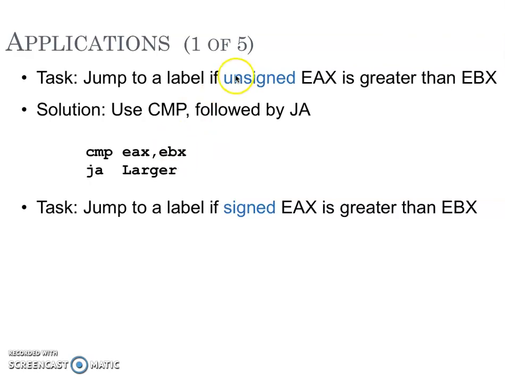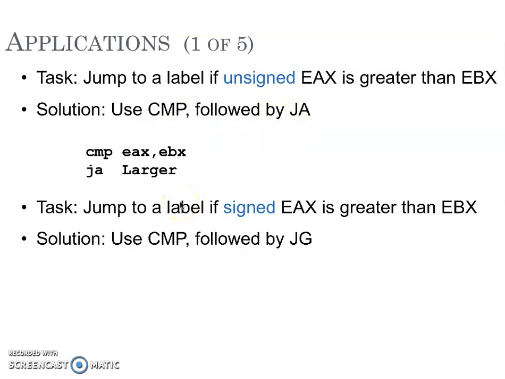So you comp your EAX with the EBX, and then you jump using the JA. The larger here just means a label. This is the code label in your code. Very similar to this one, but if we consider EAX and EBX to contain signed values, we're still using the comp instruction, but we need to follow it with the JG operation.